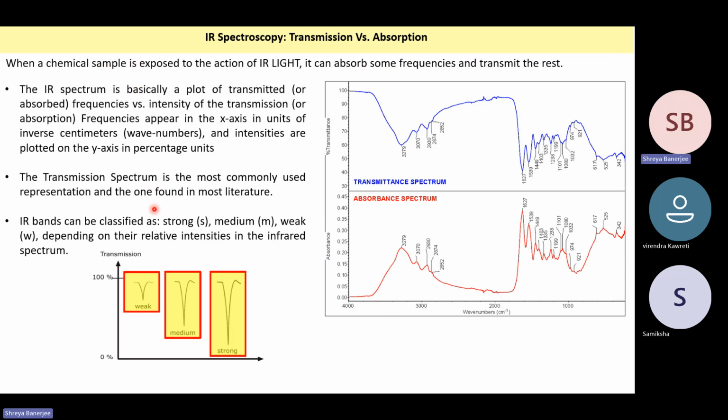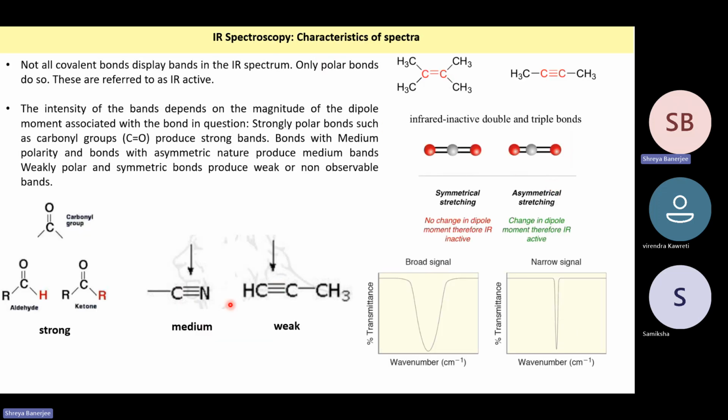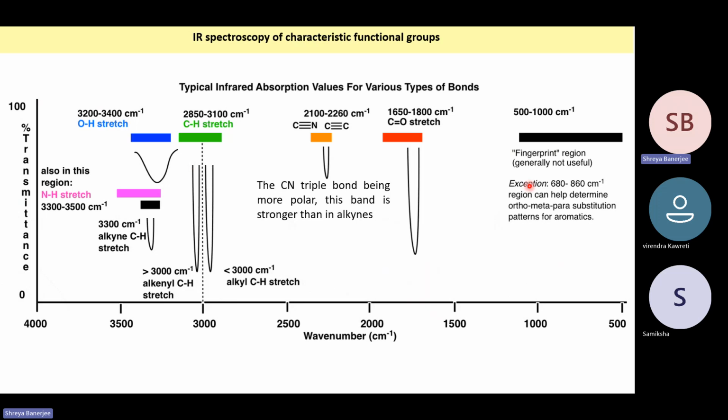So in any chemical sample, there are characteristic peaks in IR spectroscopy for characteristic functional groups. You can have bands which are weak, so they will be small bands like this. If the absorbance is high, they will be medium or strong bands. And each functional group will have a characteristic band. So you can see in this graph which functional group appears around which range. So the carbonyl functional group is appearing around 1650 to 1800.